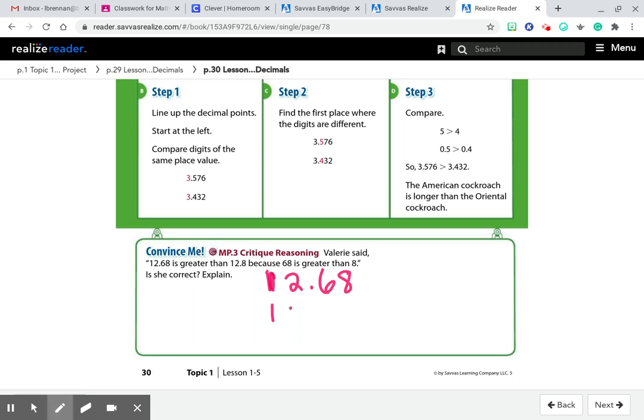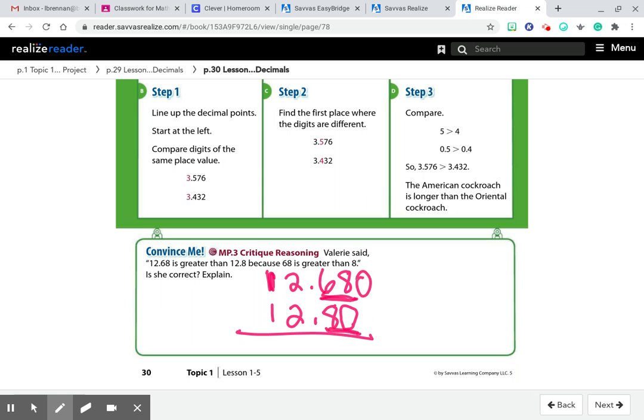this will help you. This is where a lot of kids make errors, and they think like that. So 68 is bigger than 8, but that's not really 8. That's 8 tenths. So we can put a 0 in there. So now when you're looking at the values, you know that 80 is bigger than 68.